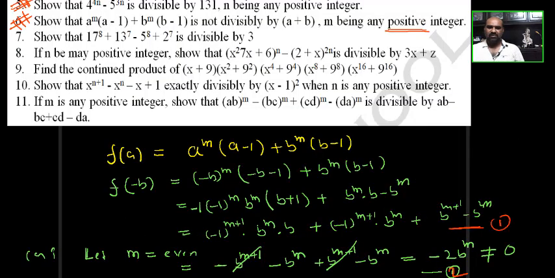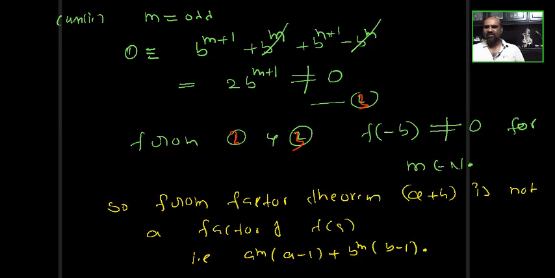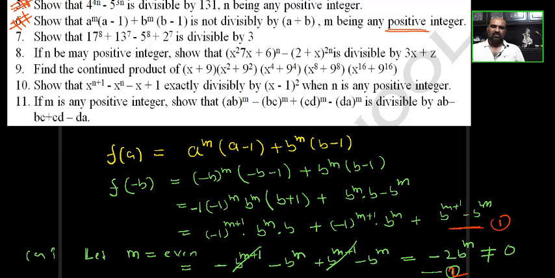Okay. Now observe, f of a is this. I found f of minus b. Actually here only you can simplify, but I used elaborated steps. No problem. After that what happened? Two cases were raised, m is even or m is odd. If m is even or m is odd, the RHS part is not equal to 0. What is the meaning of that? F of b is not equal to 0. So a plus b is not a factor of f of a, that is, given a power m times of a minus 1 plus b power m times of b minus 1. I hope you people understood.